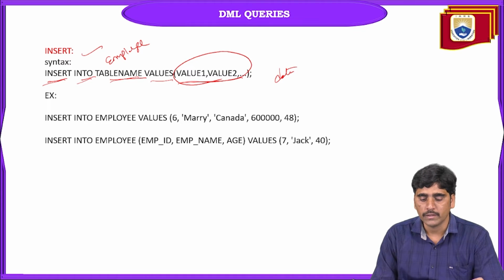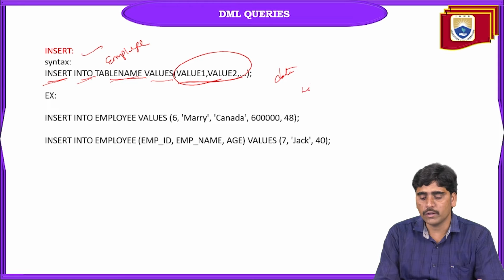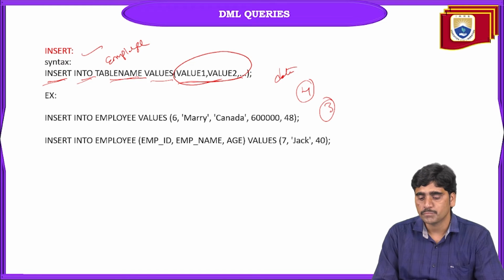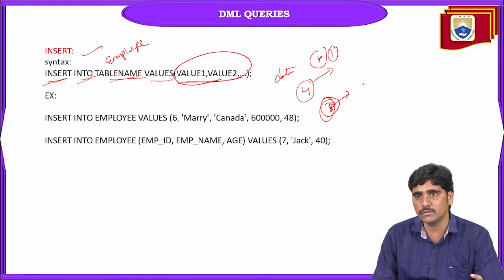Suppose you have 4 employee attributes, but you are inserting 3 values, that will not allow you to insert, because the column size is not matching with the value size. So that's why you can say that the column size and the value size must be the same. If you have 4 columns, you should enter 4 values definitely. If you have 3 columns, you should enter 3 values definitely.